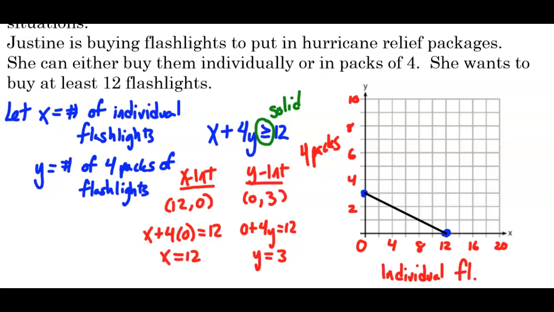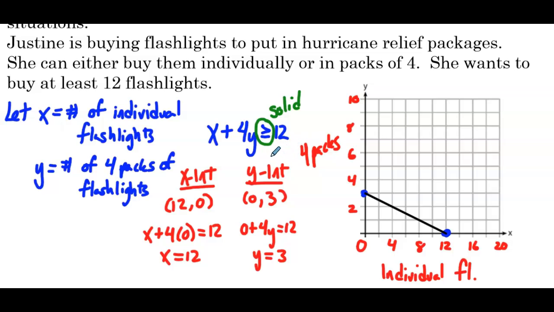And then we have to figure out where to shade our solution set, above the line or below the line. Now, intuitively, we should be shading above the line. Right? Think, she wants to buy at least 12 flashlights. She could buy way more than 12. So any combination of flashlights up here is going to be greater than or equal to 12.